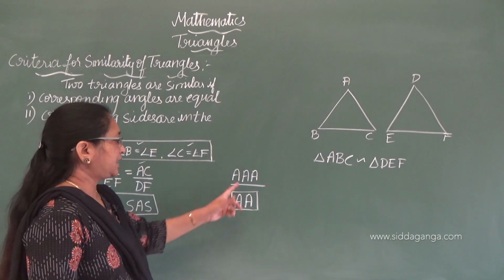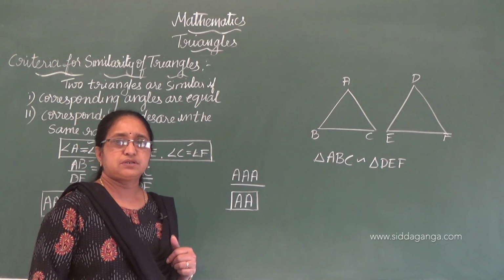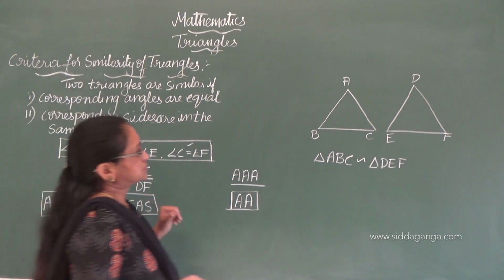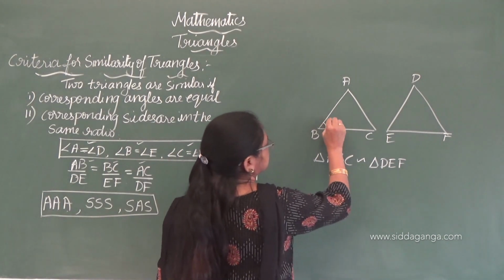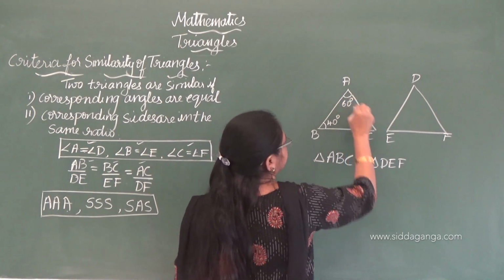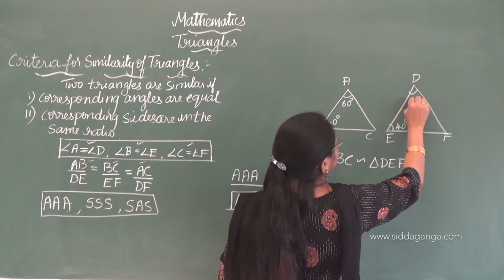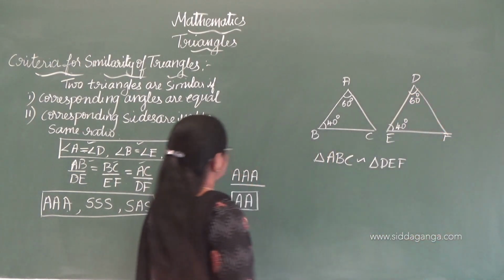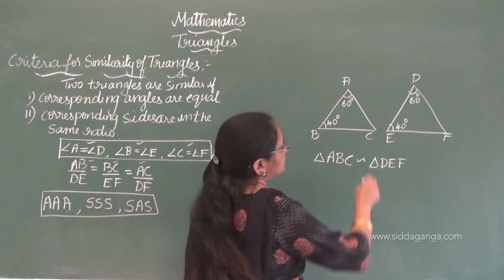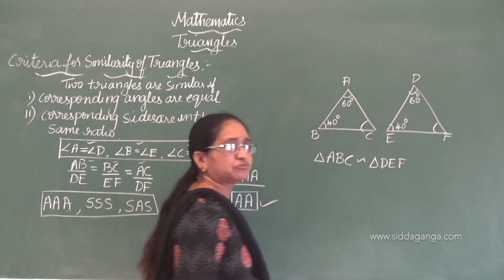See, AAA criteria can also be called AA criteria. I will tell you why. Suppose I take an example. Suppose this is 40 degrees, this is 60 degrees, and these two angles are equal. Now here, with the AA criteria, definitely the third one, that is angle C, will be equal to angle F. Why, you tell me?